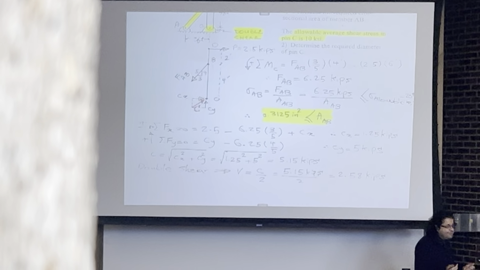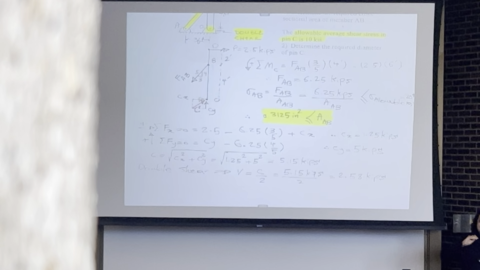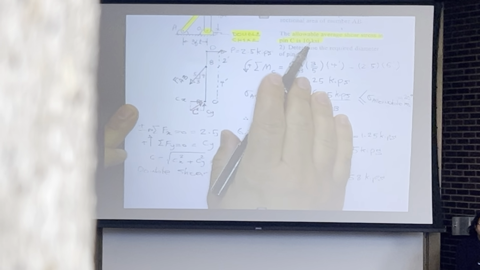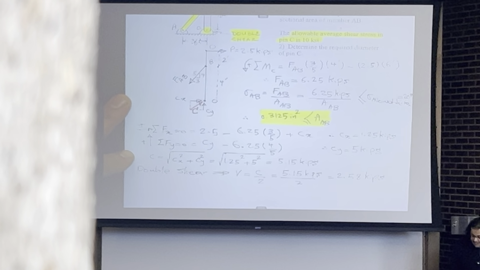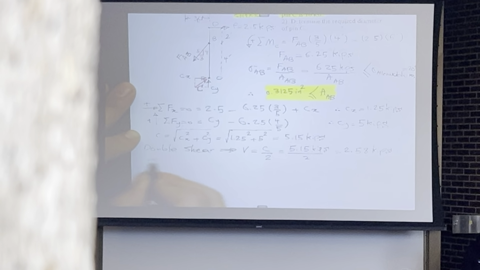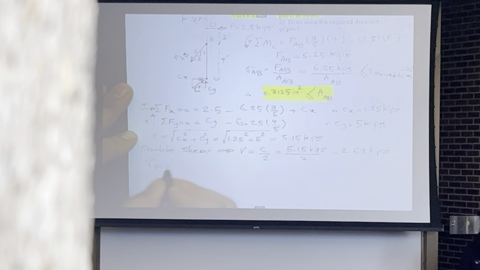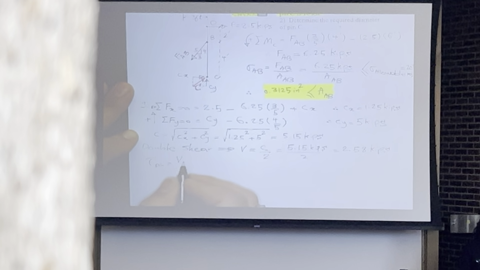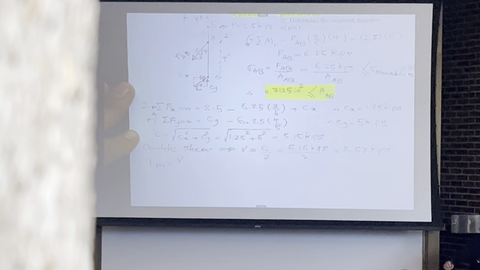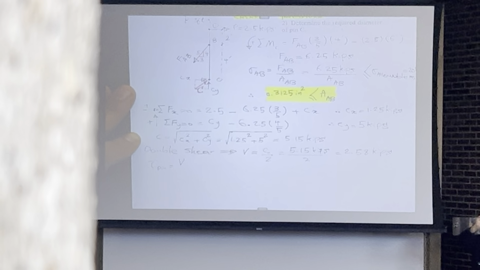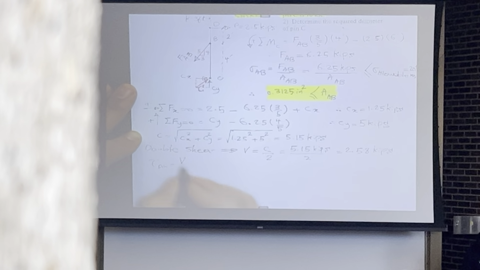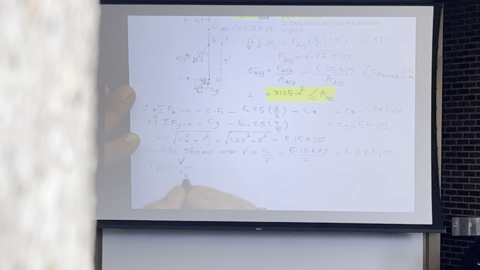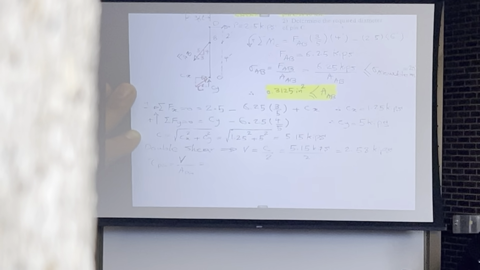We use the fact that the shear stress in the pin cannot exceed the allowable stress of 10 ksi. We're going to use this fact. So I'm going to say that the shear stress in the pin is going to be the shear force in the pin divided by the area of the pin, that we do not know.